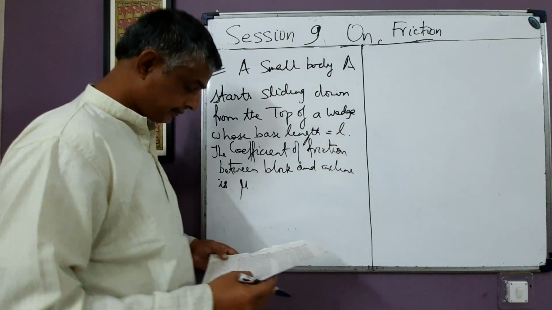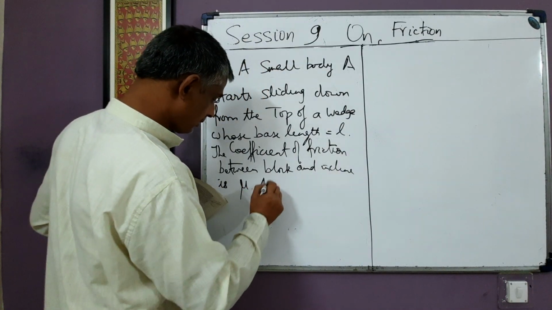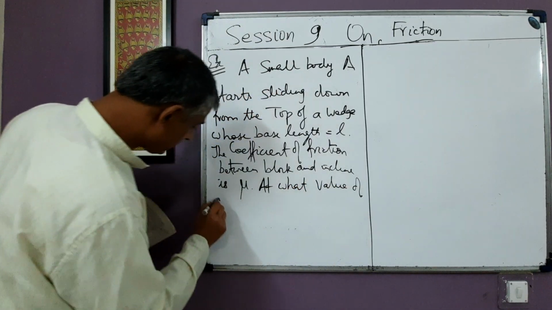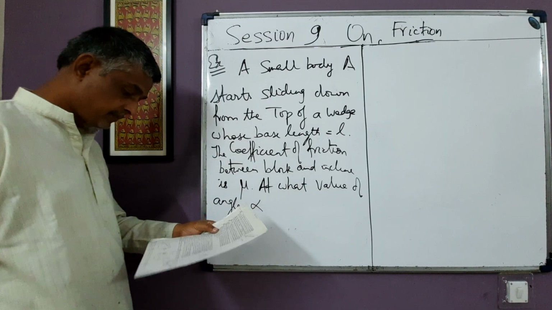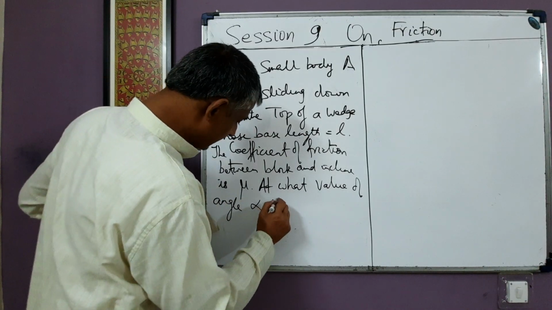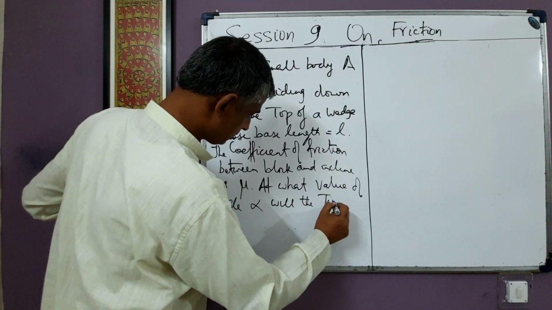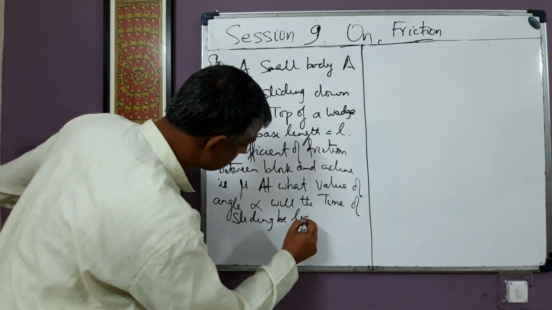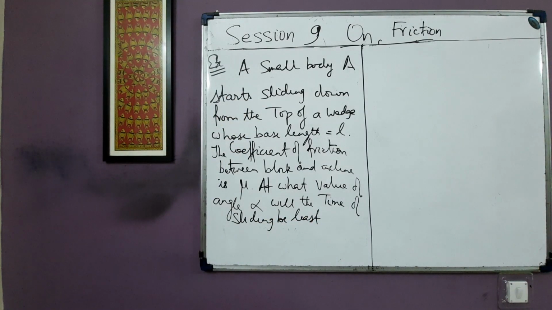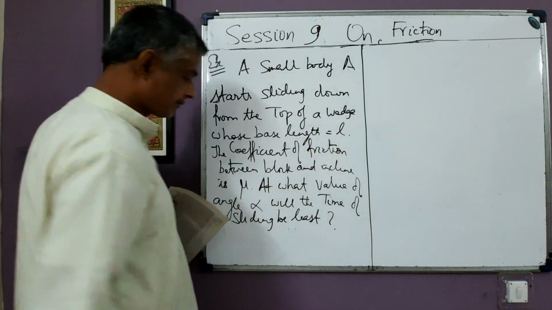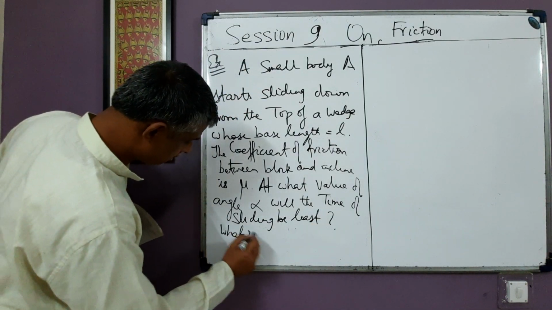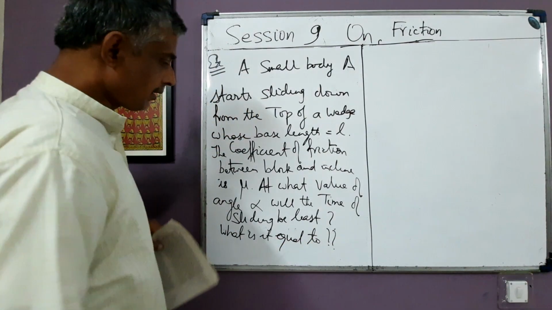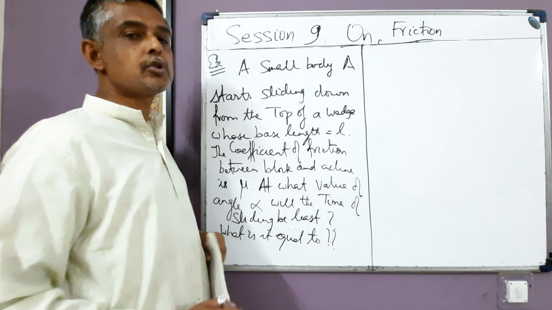At what value of angle alpha will the time of sliding be least? What is it equal to? And alpha is the angle which the inclined plane makes with the horizontal.